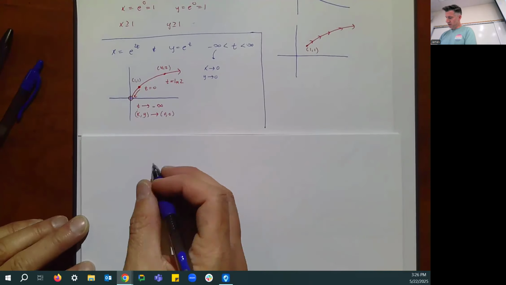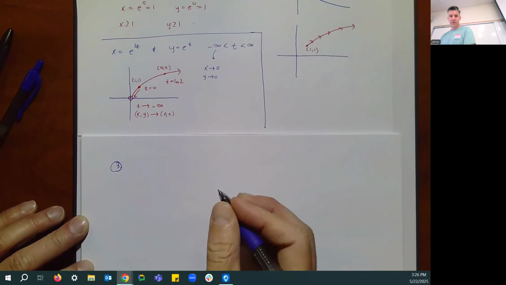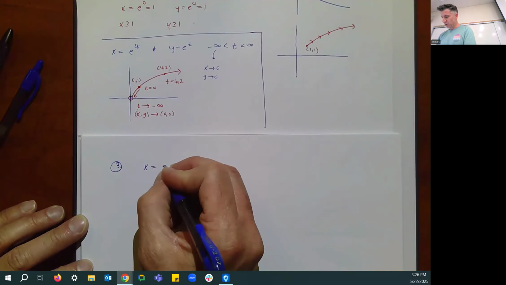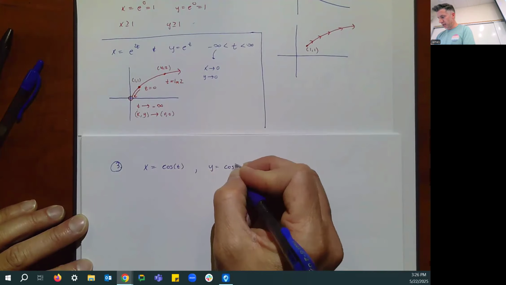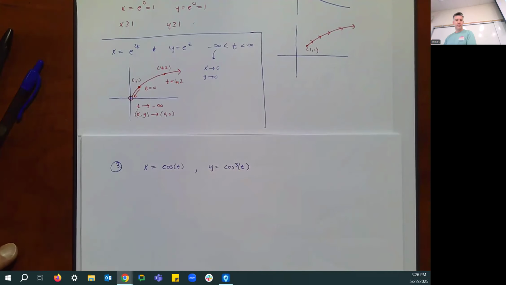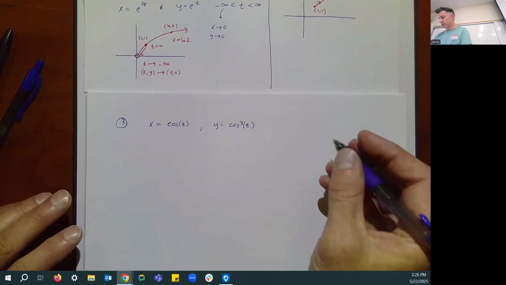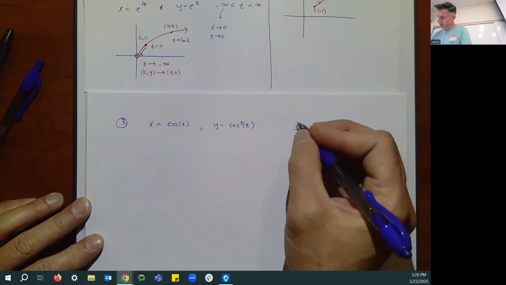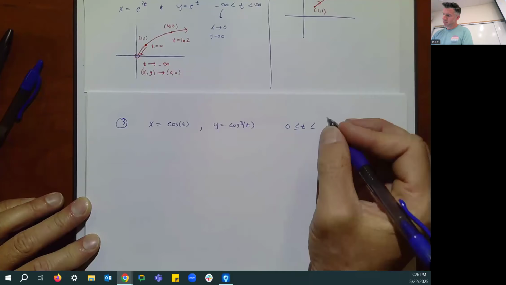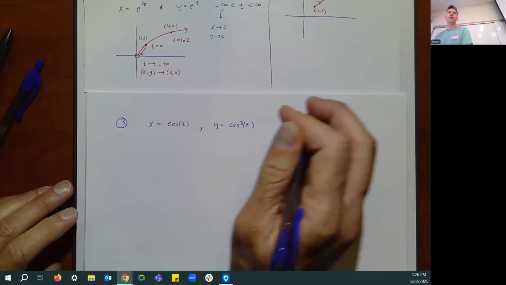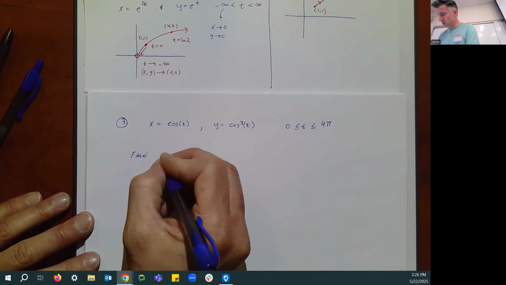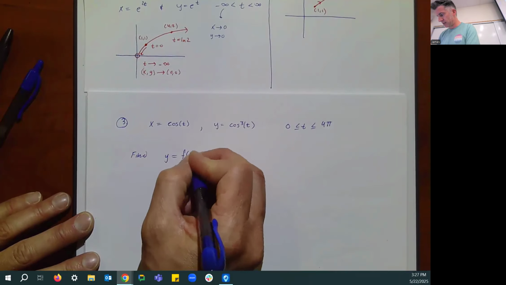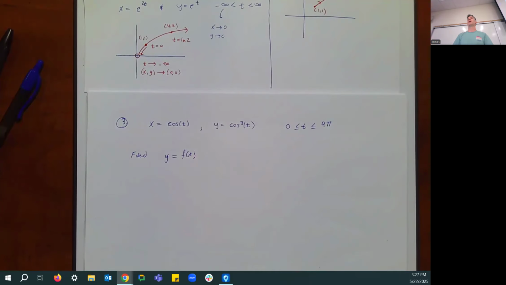So let's say we have the following parameterization. x equal to cosine of t, y equal to cosine cubed of t. And we're going to say that t goes from 0 to 4 pi. Sure, that's annoying. All right, I want you all to try to find the Cartesian relationship. So find y as a function of x. Should be pretty similar to how the last one worked.